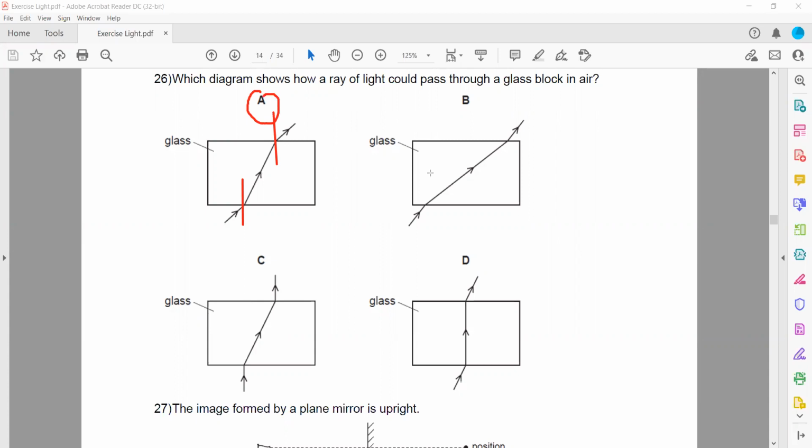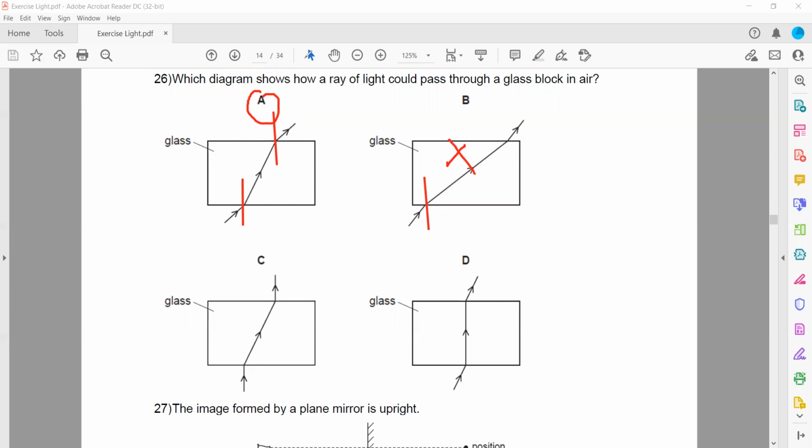Why is B wrong? Because when we draw the normal, when it is moving from air to glass, it should bend towards the normal, as the speed is decreasing, but here it is moving away from the normal. That's why B is not the right answer.